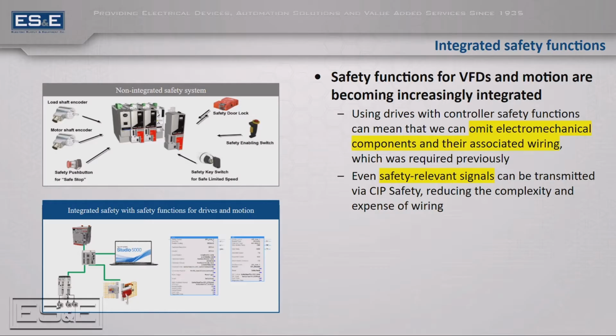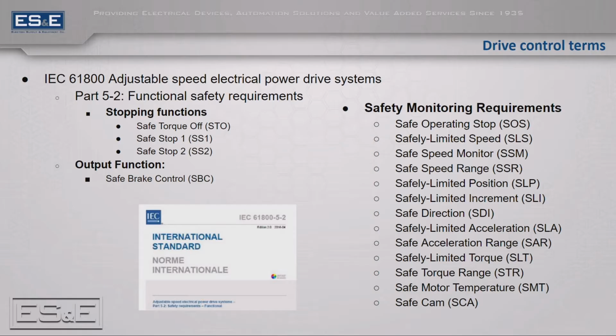So before we dive into those functionalities, the advanced features, I wanted to briefly go over these safety functions and safe monitoring requirements that are laid out in IEC 61800. These are well-defined safety functions. They have specific ways that they're supposed to be implemented and used for particular applications. And again, the IEC standard is very clear on the way that you're supposed to use them. So here's a list of all these functions that we're going to be talking about, these safety monitoring and stopping functions.